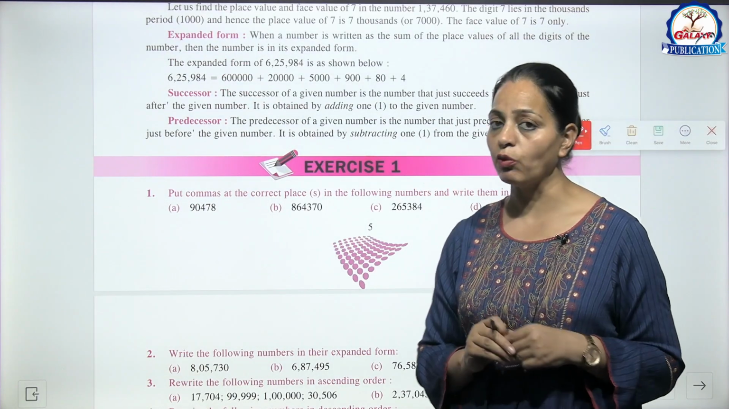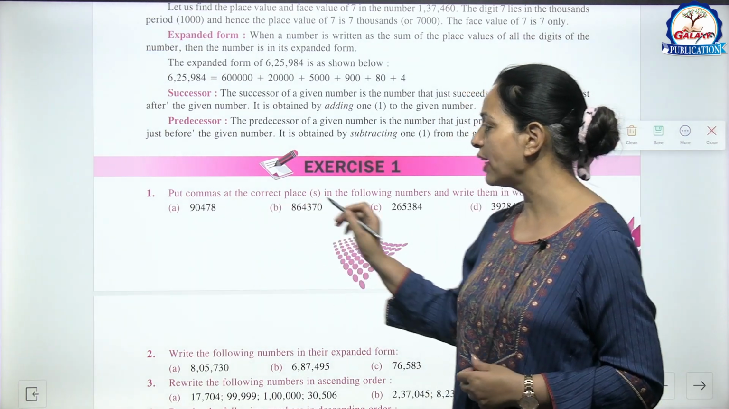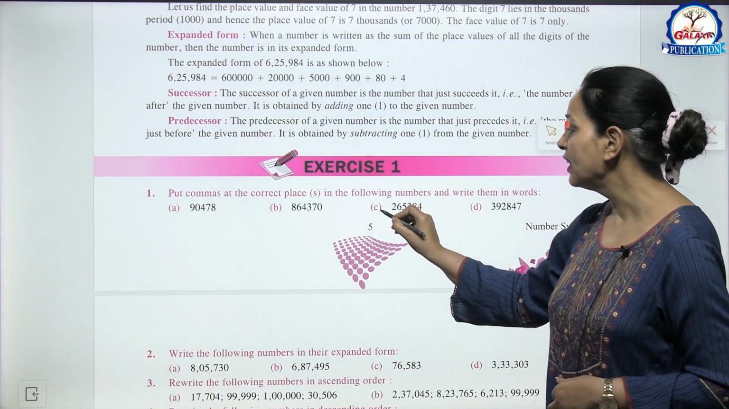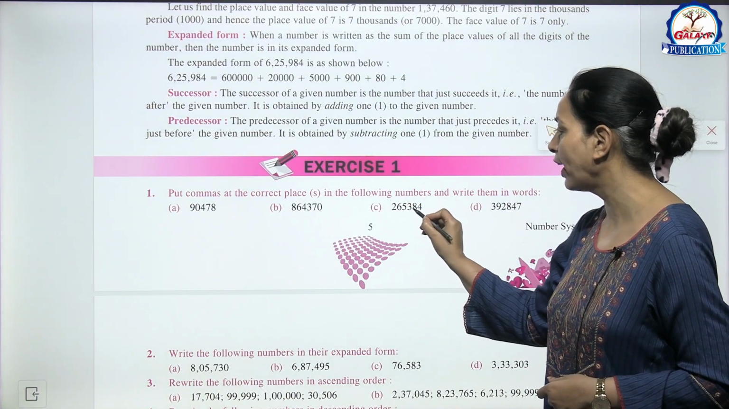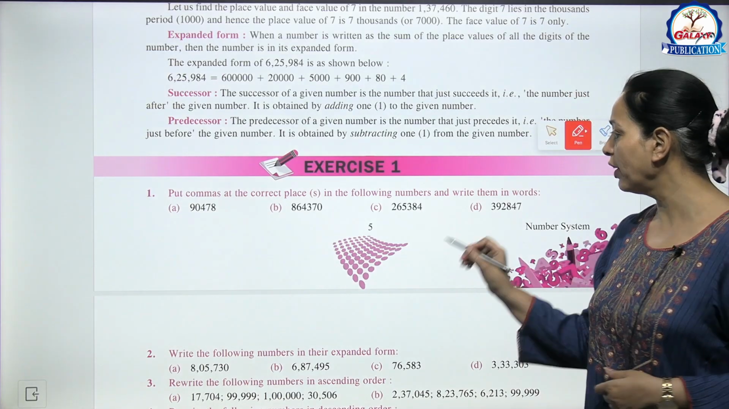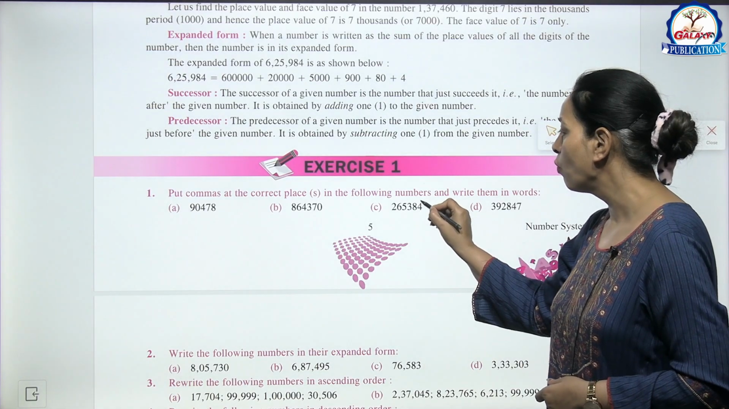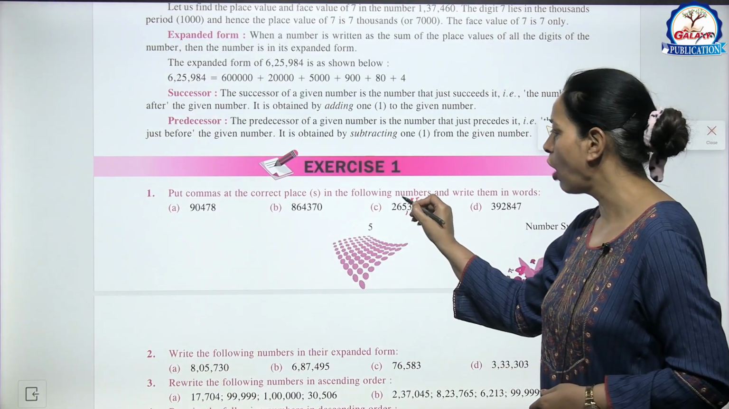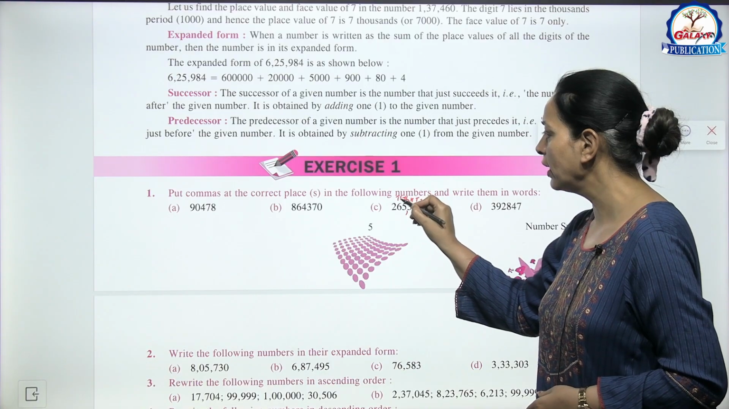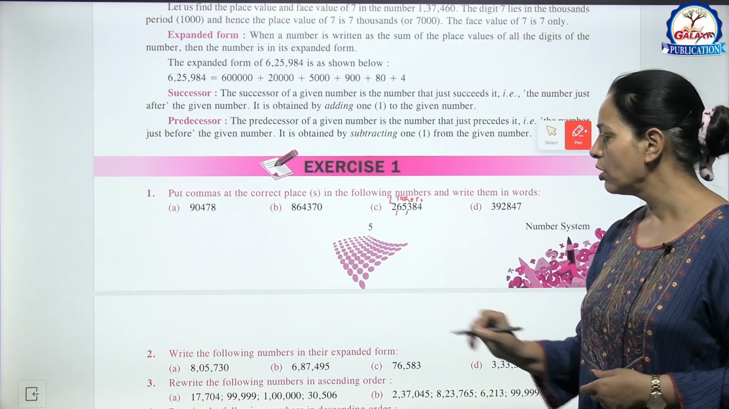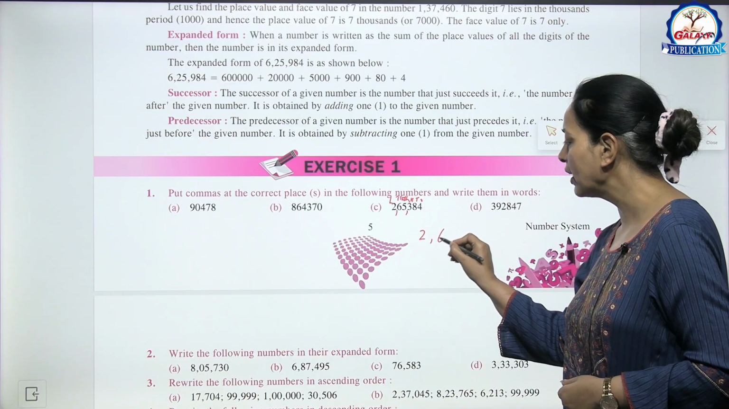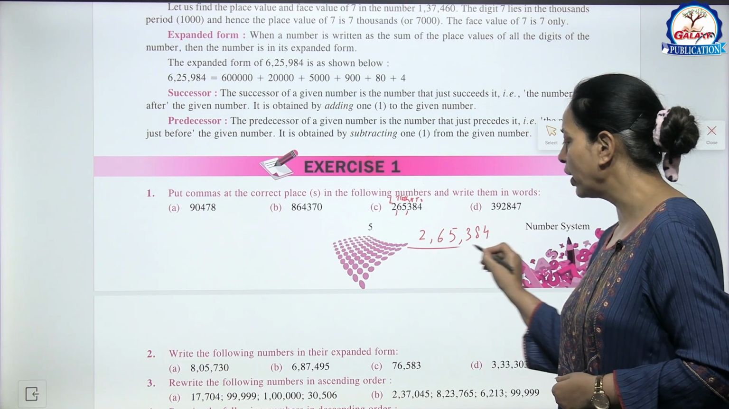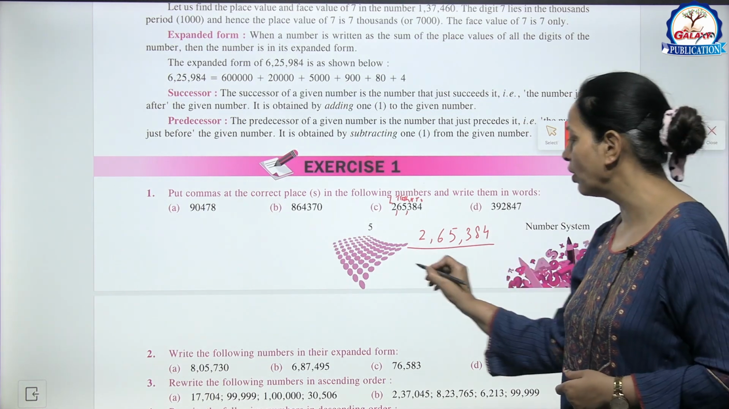Now come to exercise 1, question number 1. Put commas at the correct places in the following numbers and write them in words. Like see, the C part here: 2, 6, 5, 3, 8, 4. We have here 6 digits. So you know ones, tens, hundreds. So here a comma, then thousands, ten thousands and lakh, and here a comma. So how will you write it? 2,65,384. Now we can write this one in words.